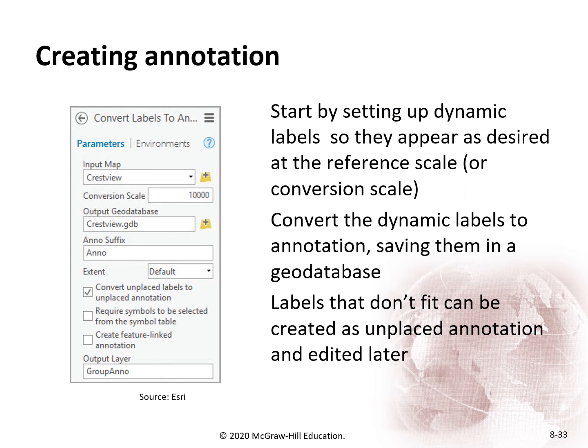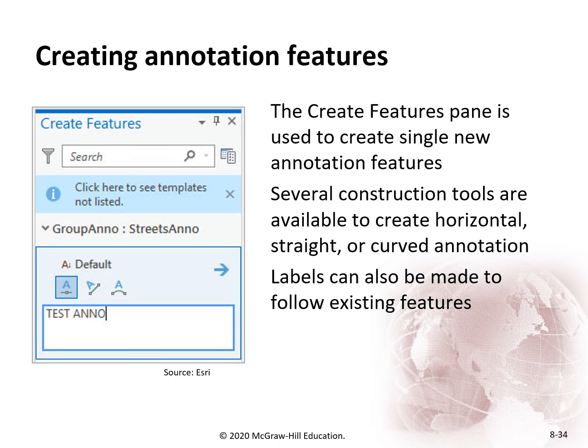Creating annotation, there's a tool. Start by creating dynamic labels. So you go from labels on to dynamic labels, and then you convert them into annotation. And that's pretty much how it works. There's a create features tool that will allow you to go in and create annotations, obviously.